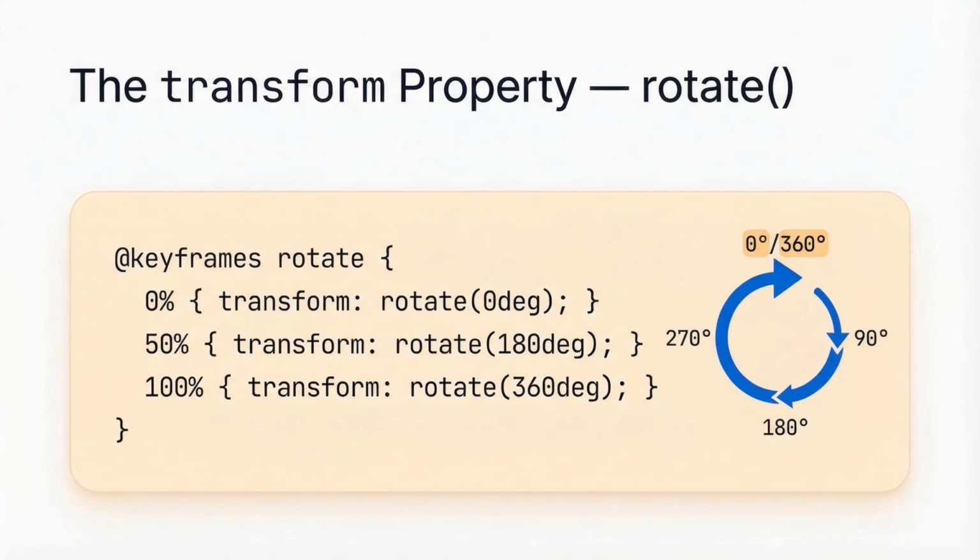This is why 360 degrees works perfectly as the end state. It's geometrically identical to 0 degrees. The element has made one complete revolution and is right back where it started. This is what makes the rotation loop seamless and continuous.